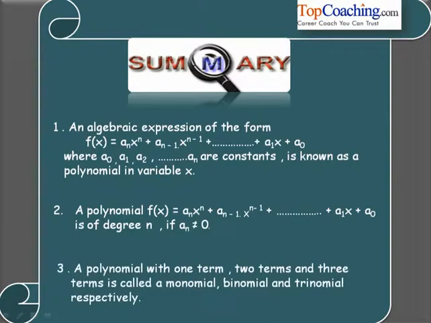A polynomial with one term, two terms and three terms is called a monomial, binomial and trinomial respectively. So any polynomial with one term would be called a monomial, two terms would be called a binomial and three terms would be called a trinomial.